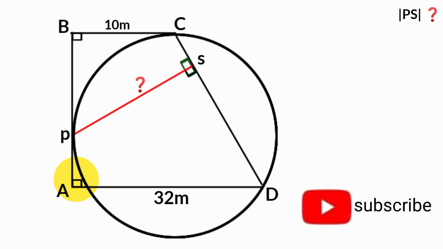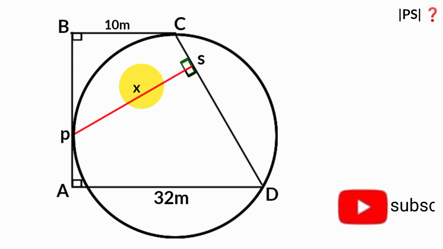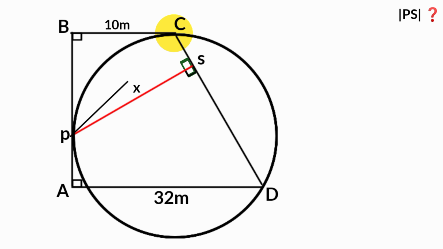What we do now, we label this X. So that means we are to calculate the value of X. Next thing we are going to do, we draw a chord here that connects this point P and this point B, and also another one which connects this point P and this point D. So we assume the length of this chord to be Y and that of this to be Z.